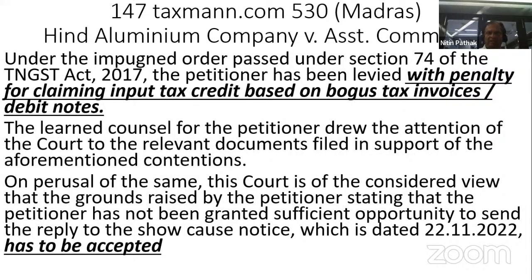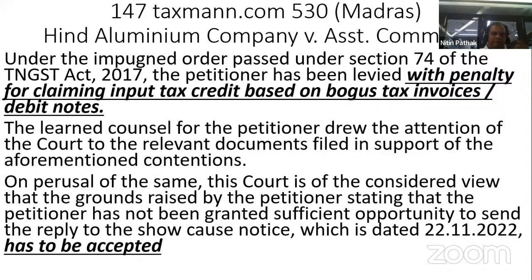Under the impugned order passed under Section 74 of the TGST Act, the petitioner was levied with penalty. Section 73, no penalty. Section 74, there is a penalty, because here there is no misrepresentation. And the penalty has a limit: 15, 25, 50, and 100. Before issue of notice, after SCN, on order, and after 30 days of order: 15, 30, 15, 25, 50, and 100.